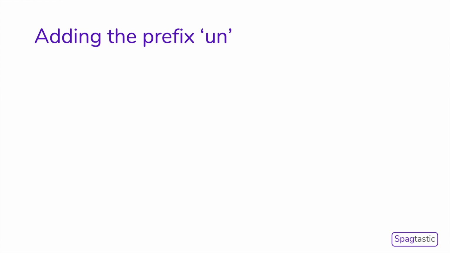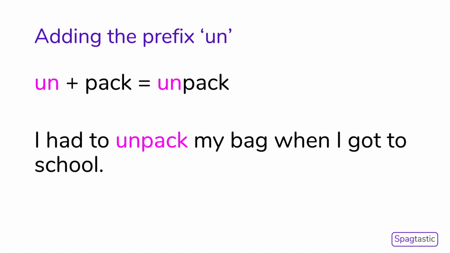Using the prefix un can also reverse or undo an action. For example, if we take the word pack and add the prefix un, we get a new word, unpack. Unpack means to remove or take something out of a bag or suitcase. I had to unpack my bag when I got to school.